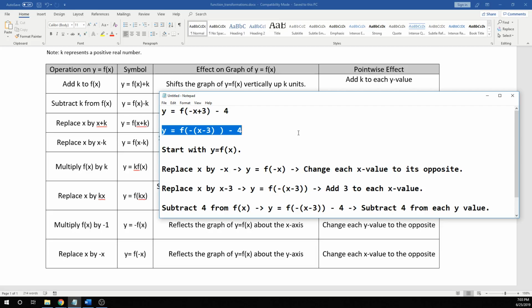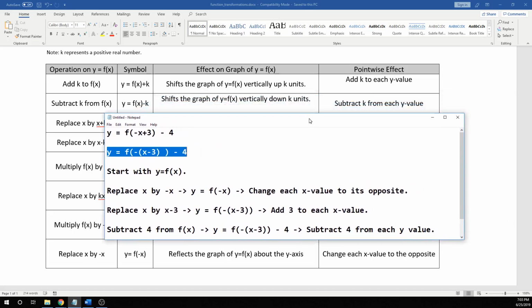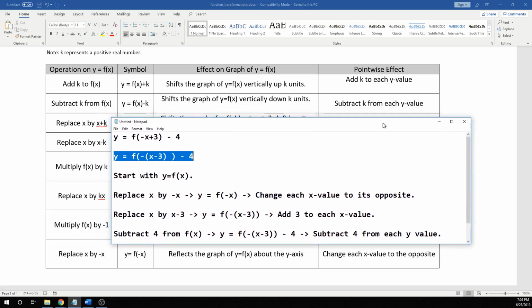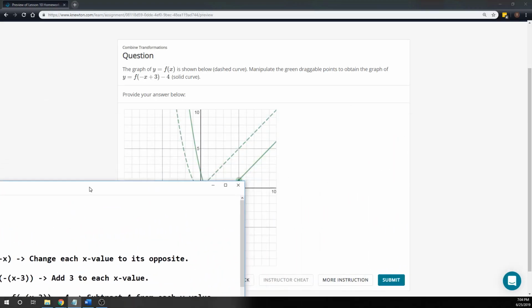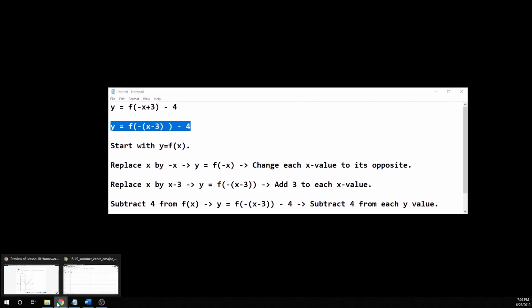Okay, and so now each of those things have a corresponding pointwise effect on the graph. And we'll look at what each of those are. For instance, that last one, if I subtract a positive real number from the function, then I will need to subtract 4 from each y value in there. Okay? All right, so now going back to the original problem, it looks like this. I'll need to put this so we can see both of those things.